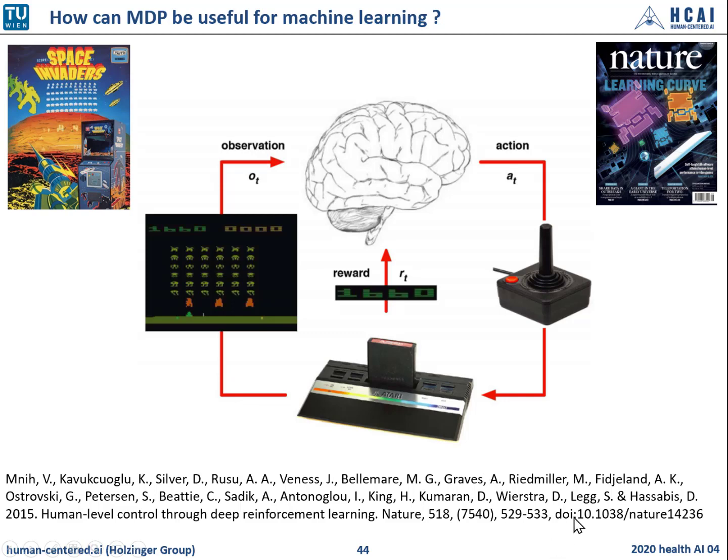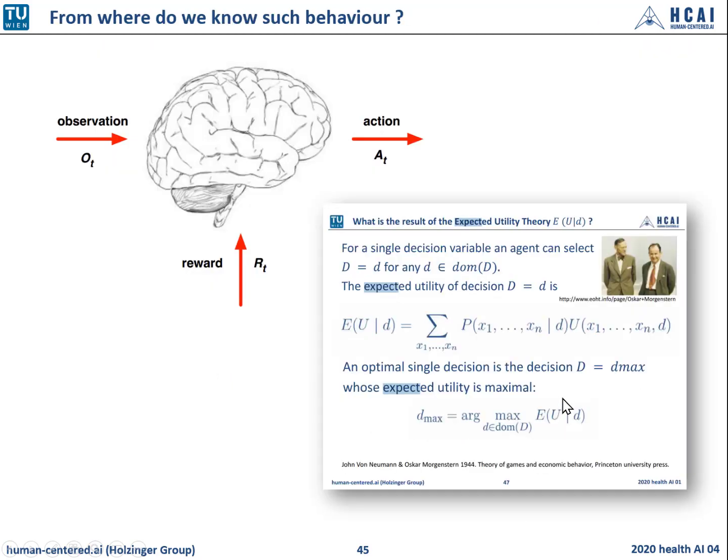And this is optimization. So this is typically machine learning to maximize the reward. And this leads to the famous Nature paper of DeepMind. Actually, this group became famous just by learning to play a game from the screen state. So you see how you can come into Nature with machine learning. Okay, from where do we know such behavior?